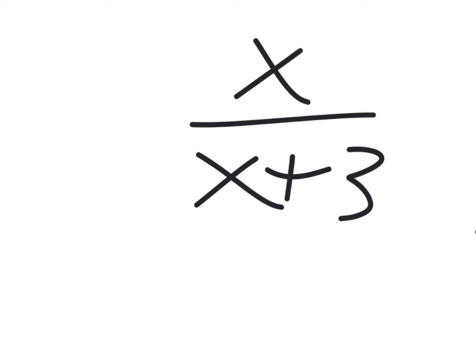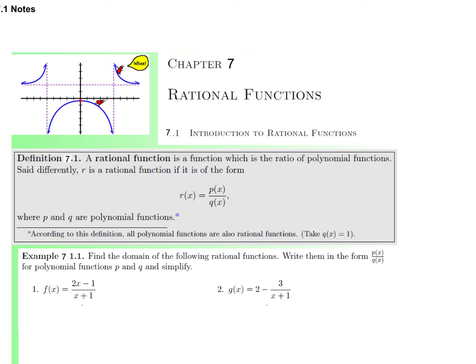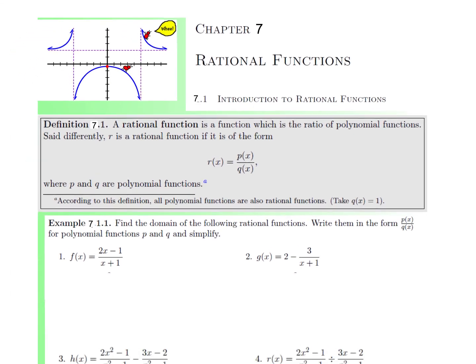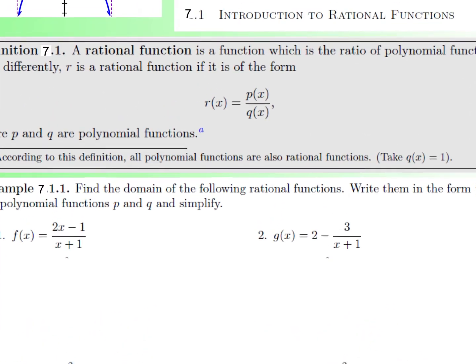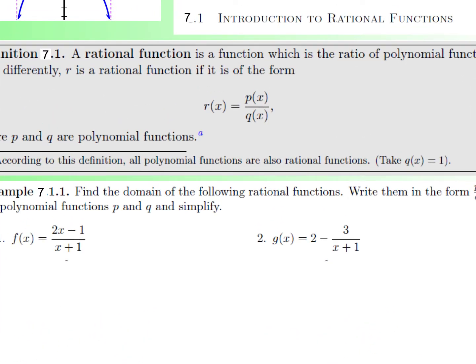All right, so let's get started on our slides. So this is the official definition of a rational function. It's a ratio of two different polynomials, and that means basically a fraction where there's a polynomial on the top and a polynomial on the bottom. And remember that a polynomial can be as simple as a number. Like a polynomial can just be y equals 5. That's a polynomial still.